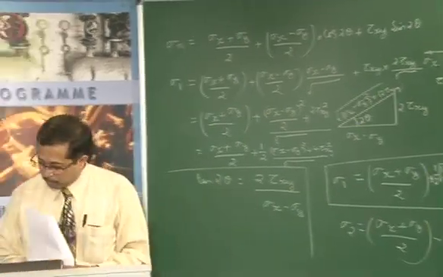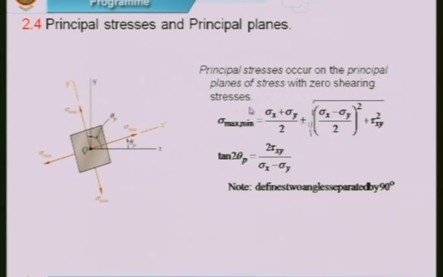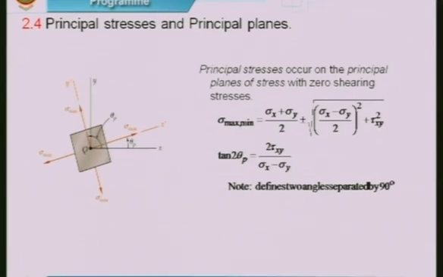Now if you look at this, the principal stress occurs on principal plane of stress with 0 shearing stress. So when I substitute that, we get the principal planes. Using this principal plane, we would get the equation for the maximum and the minimum principal stress, which will differ by plus or minus as indicated in this. Okay, and this equation would give the principal plane inclination, the theta p value.